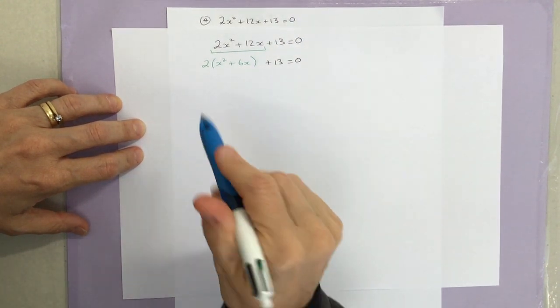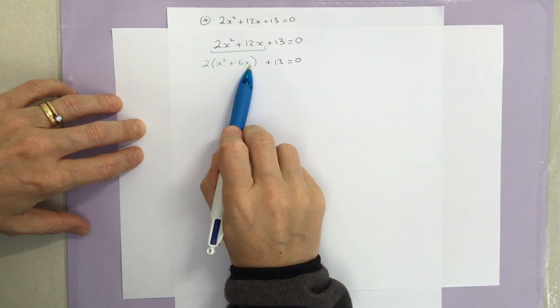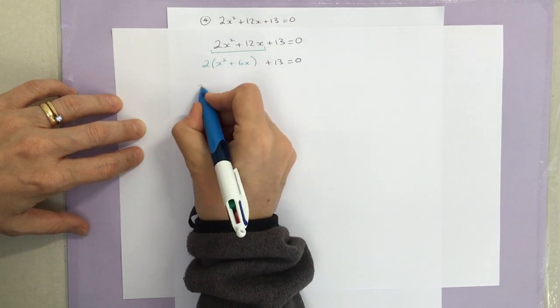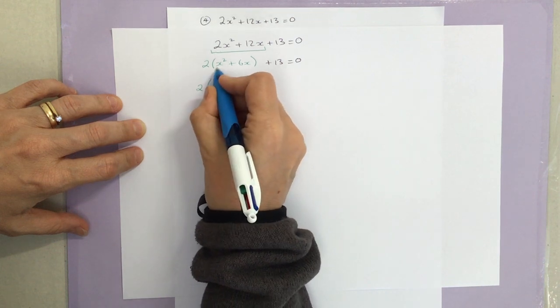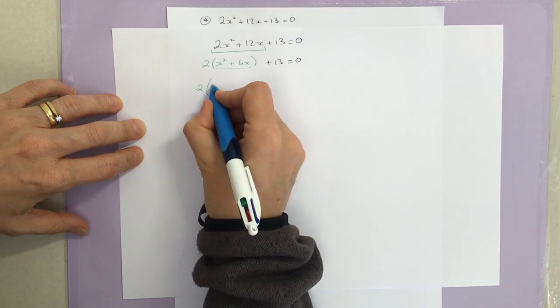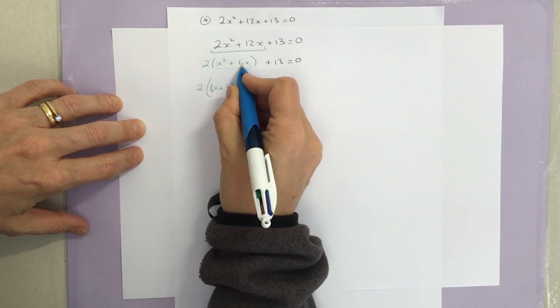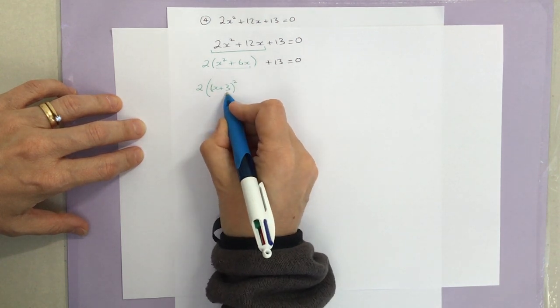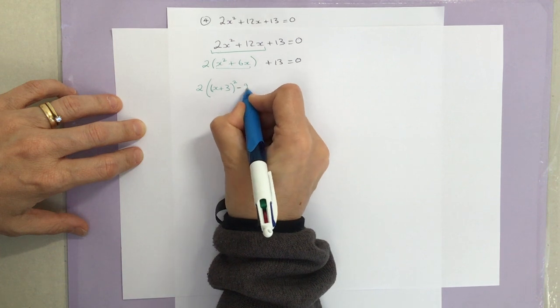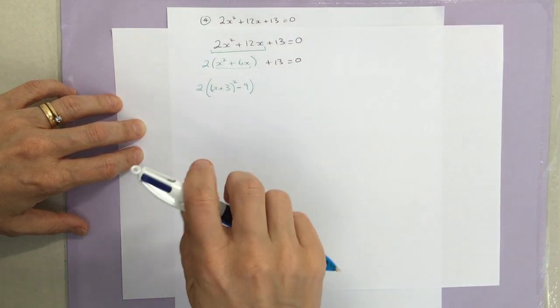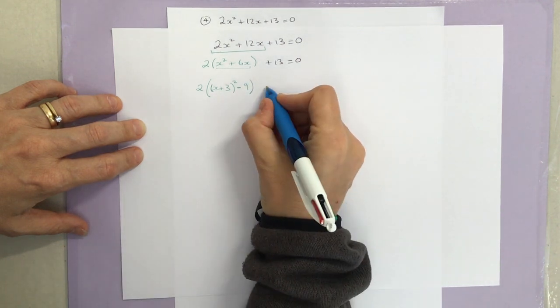And now I'm going to complete the square on this bit in the bracket, but you need to make sure you're careful with these brackets. So let's leave the 2 outside the whole thing. Then completing the square on this is going to give me x plus 3, half this, squared. 3 times 3 is 9, so I need to take a 9 off the end of that. So that's completed the square of this part, and then I mustn't forget my plus 13 at the end.